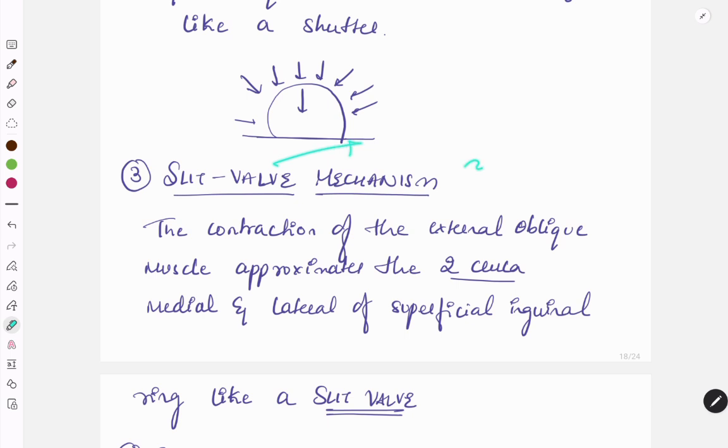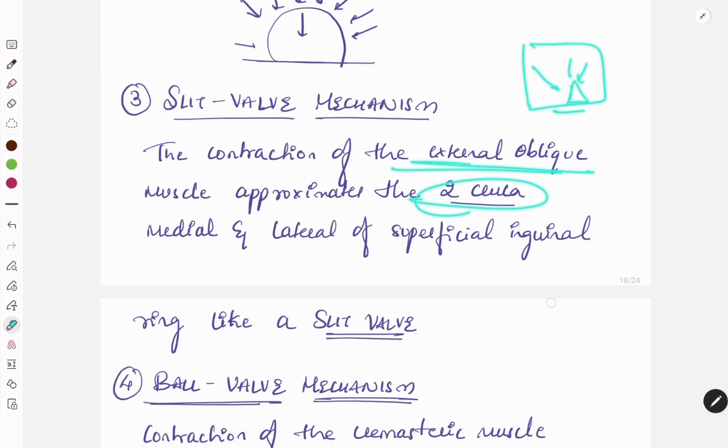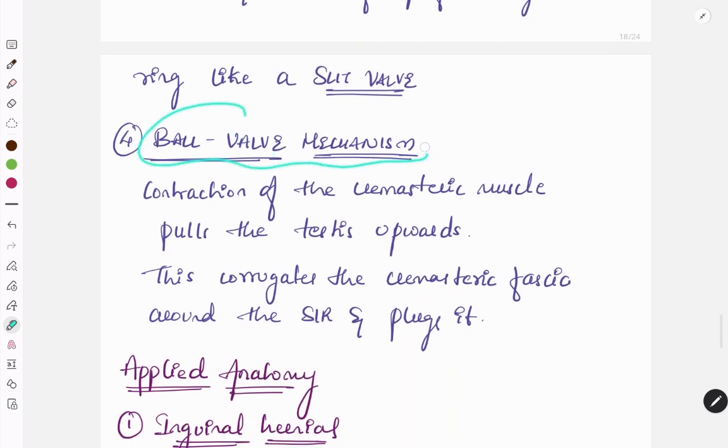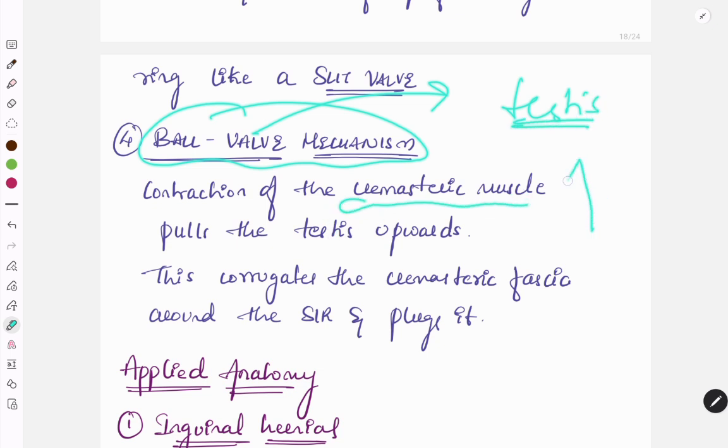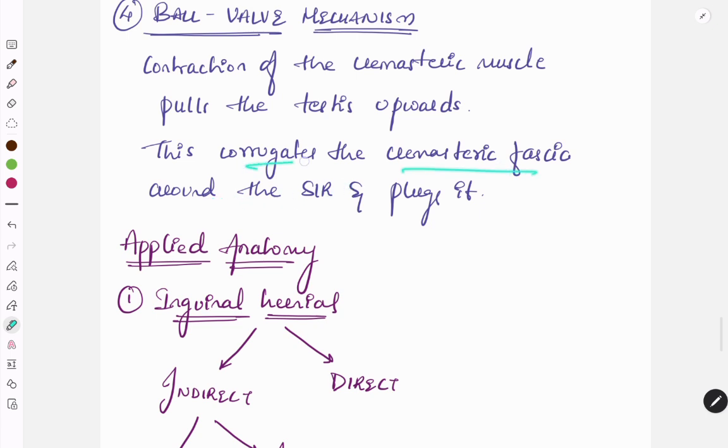Then we have the slit valve mechanism. Slit valve mechanism refers to the superficial inguinal ring, and the contraction of your external oblique muscle, because of which the 2 crura are approximated. These 2 crura are approximated, because of which herniation does not take place. And the last one is your ball valve mechanism. You can remember testes, and because of which when there is contraction of the cremasteric muscle, the testis is pulled upwards, and the cremasteric fascia contracts around the superficial inguinal ring and plugs it.